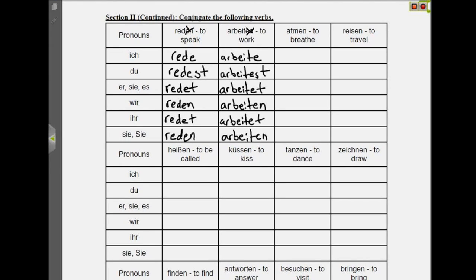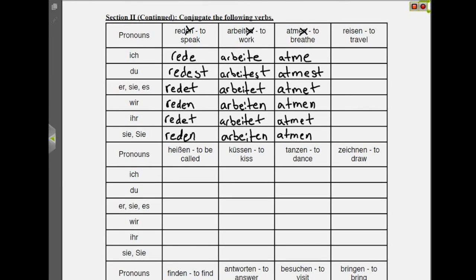Atmen. Here we have to drop our en at the end of it. It's to breathe. So you would say ich atme, I breathe. Du. Again, we would think that you would have to have just atmest, but that's too difficult to say. So even whenever I tried to mispronounce it, I still end up adding that extra syllable there with the E. So that's exactly what we do. Du atmest. You breathe. Sie atmet. Wir atmen. Ihr atmet. Und sie atmen.